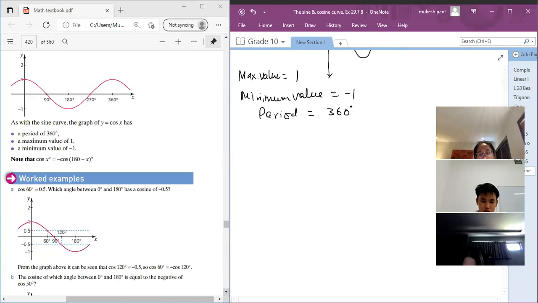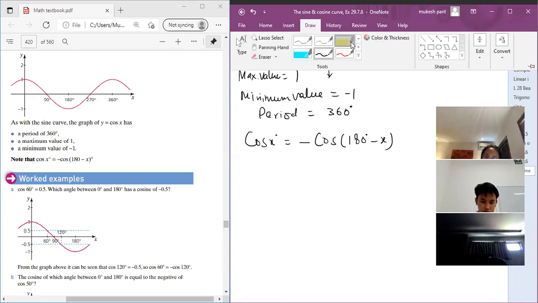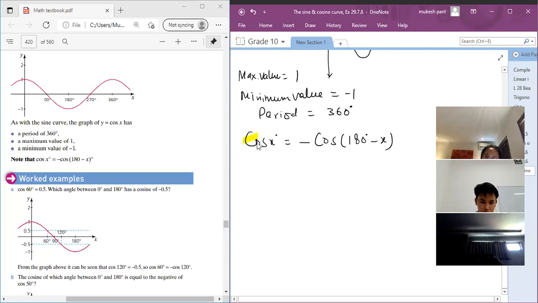Now come to the point. What formula do you have to use here? Cos x, very important. Cos x equals minus cos (180 minus x). See, guys, same formula, only there is one difference: there is a minus sign. In sin x, we use sin x equals sin (180 minus x). Here in cos x, we use cos x equals minus cos (180 minus x) degrees. So only the difference of the negative sign. Note down this formula.